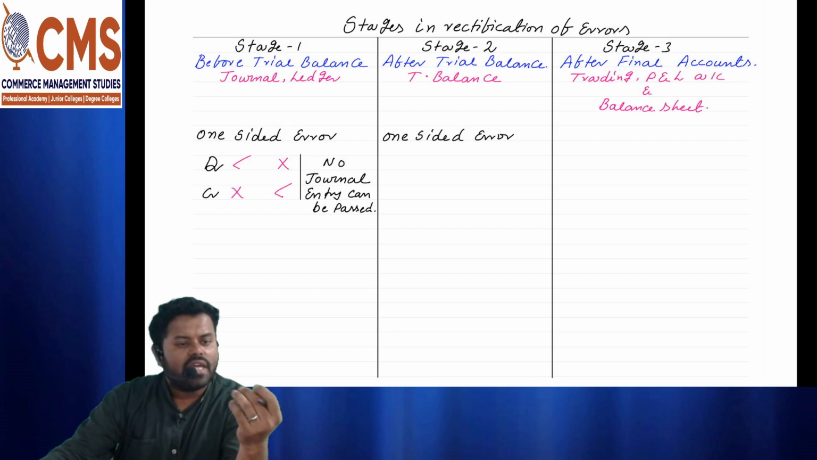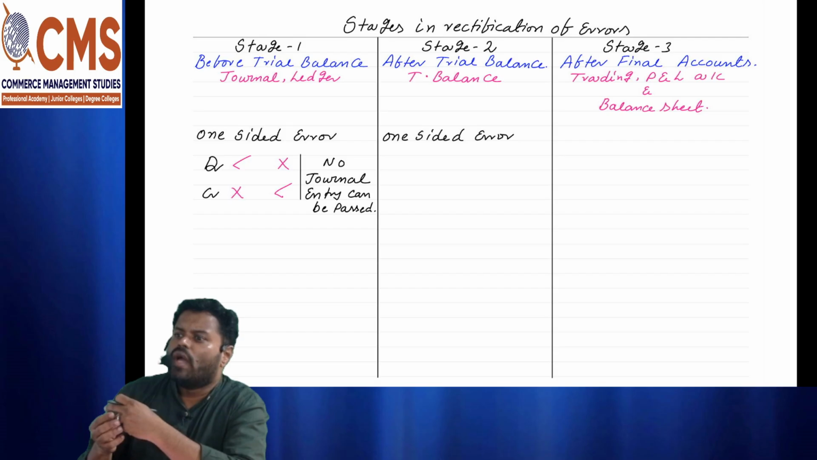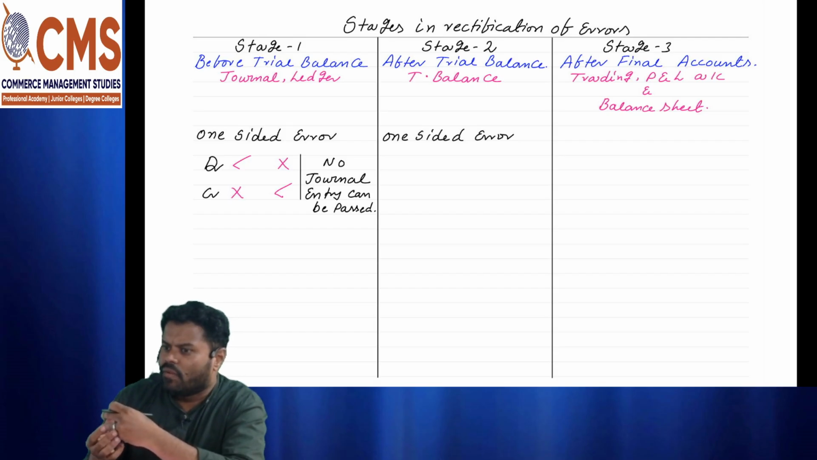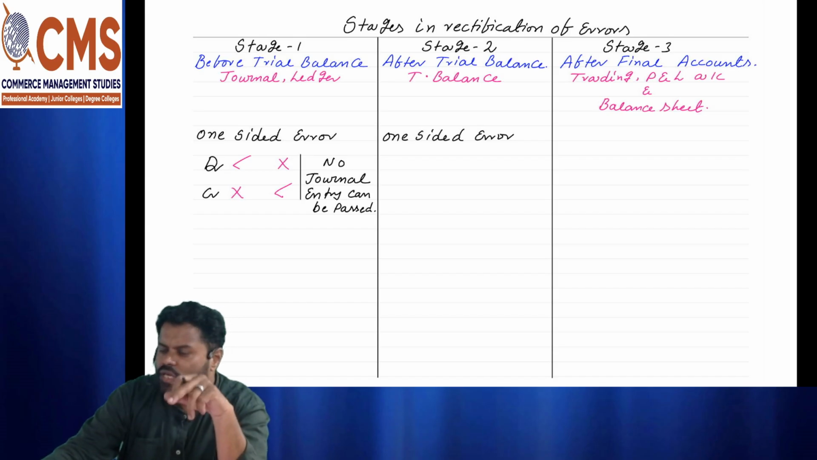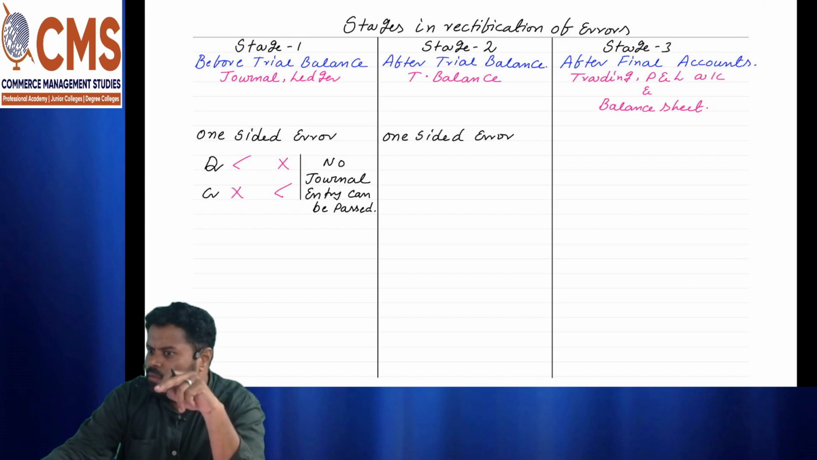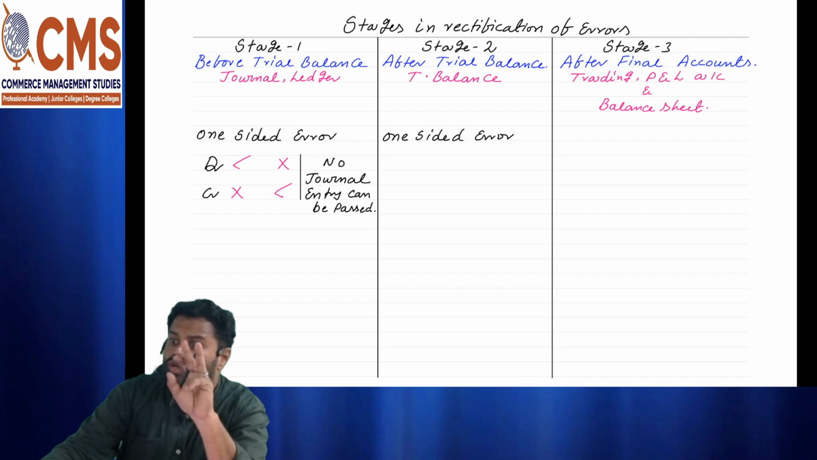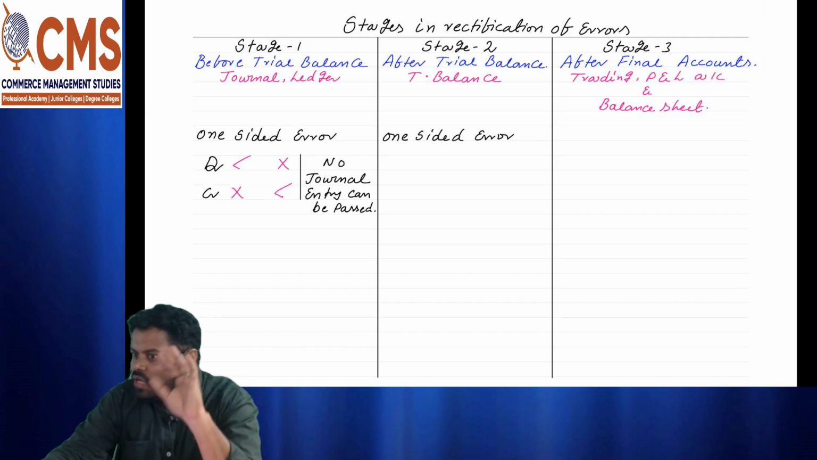Is it a one-sided error or a two-sided error? Two accounts are wrong, so I can write a journal entry. Why? Laptop account is never debited. Did you debit the laptop account? Now the laptop account should be debited. Purchase account is unnecessarily debited, which is not supposed to be touched at all. Correct? So in this scenario, it is a two-sided error where two accounts are wrong. I can write a journal entry.